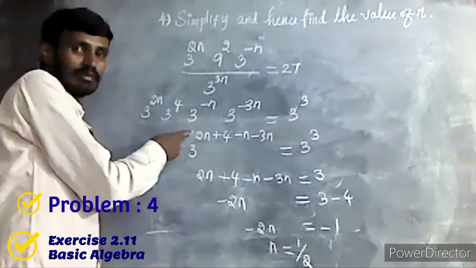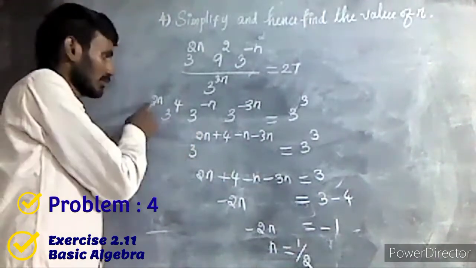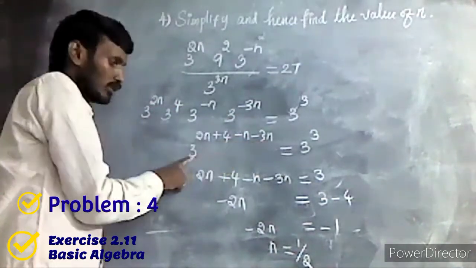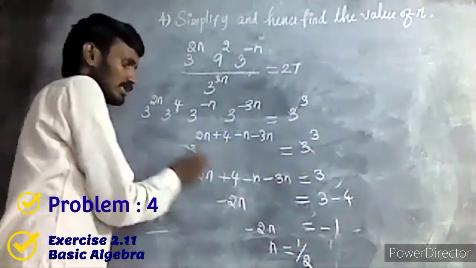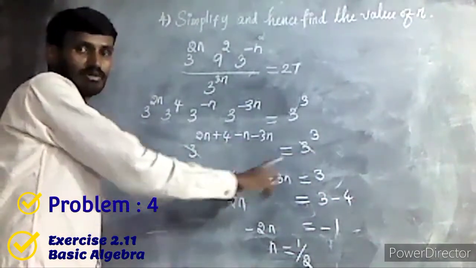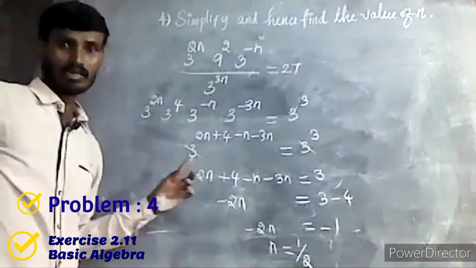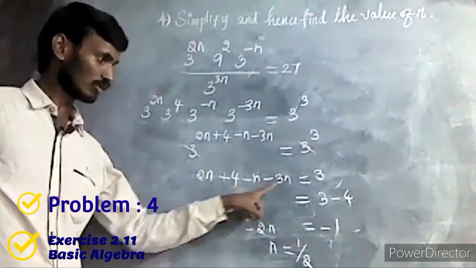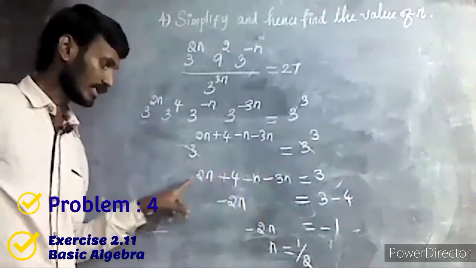Find the sum of all the numbers, I mean sum of the powers. First number 2n, then plus 4, then minus n, minus 3n. Now both of them have the same base, so we can remove this base and write the powers only. 2n plus 4 minus n minus 3n equal to 3. Then here 2n, this is minus n minus 3n. The sum of the two numbers here is minus 4n and here plus 2n.